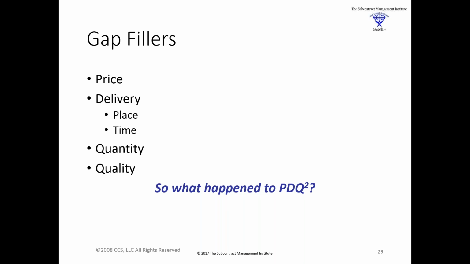And I ask here, so what happened to PDQ squared? Well, if you'll notice, that's price, delivery, quantity, quality. GAO a long time ago said, if the government contract is not clearly stated, and these are the material terms, if it doesn't have a clear price, delivery, quantity, and quality, the contract fails for lack of specificity. So you may think you have a government contract, but if it's missing those key pieces, you don't have a government contract.